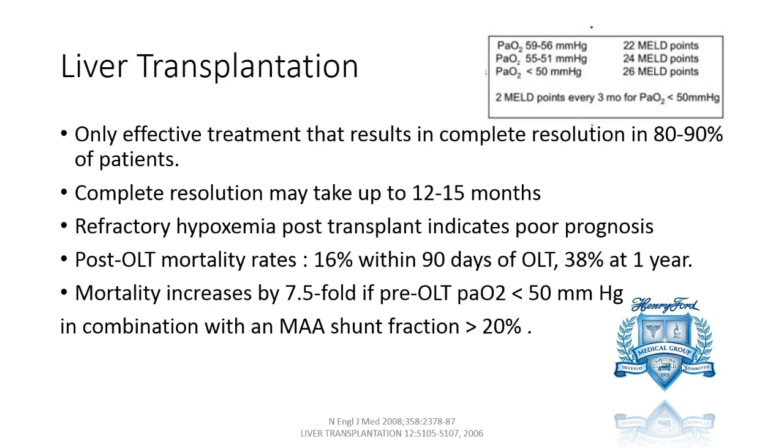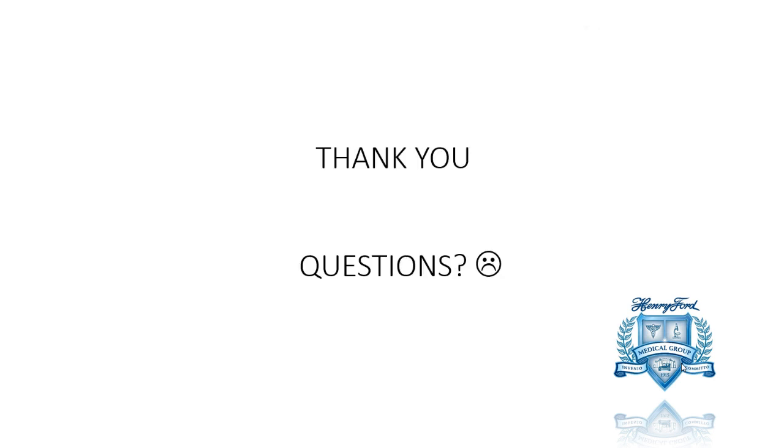A key important feature in these patients with hepatopulmonary syndrome is that it may take up to a year and a half for the hypoxemia to resolve, but post-operative refractory hypoxemia, which is the same severity as it was prior to transplant, indicates a poor prognosis. In those that have very severe hepatopulmonary syndrome, with a PO2 less than 50, the mortality is actually 7.5 times higher than those with mild hepatopulmonary syndrome. That's it.